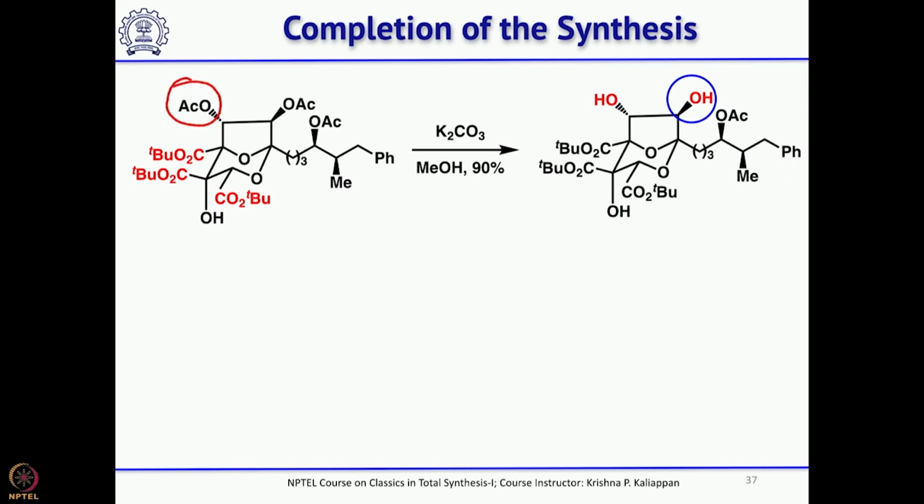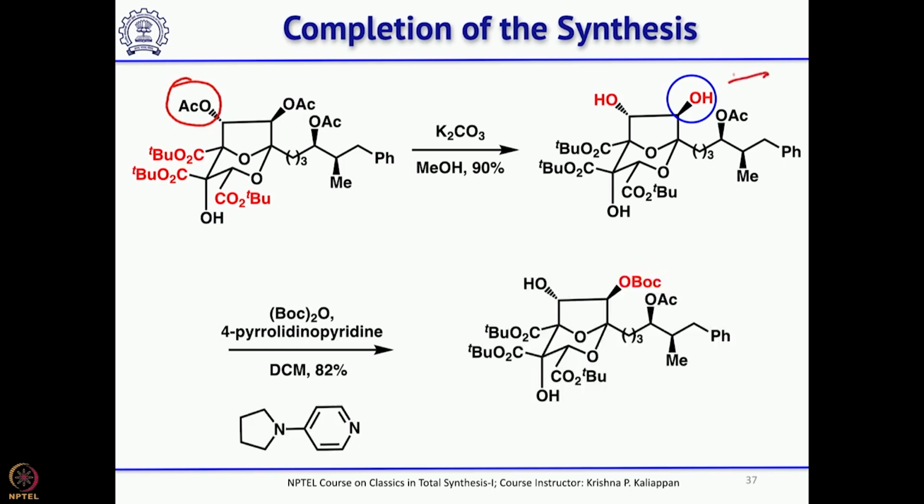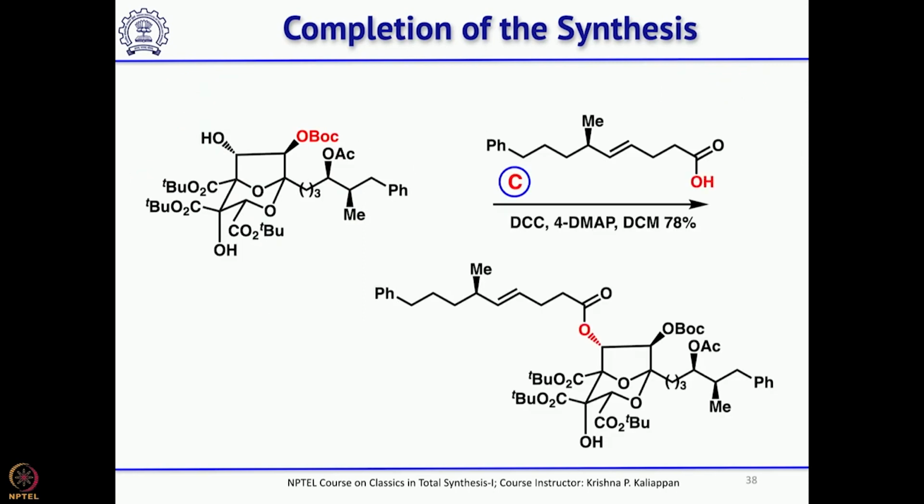So potassium carbonate methanol will hydrolyze both the acetates to get the diol. Then this particular alcohol was protected as Boc ether. Then the other hydroxyl is free, so that other hydroxyl group was esterified with this gamma delta unsaturated carboxylic acid, which we already discussed how to make. So you can see this side chain was established, and here also on the right hand side chain was established.